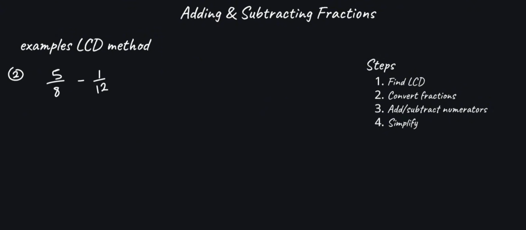5 over 8 minus 1 over 12. We do notice that 8 and 12 are not the same. So these two fractions have different denominators. Now we have to use the lowest common denominator method because the denominators are not the same. So what is the lowest common denominator between the two? What number can 8 go into without leaving a remainder and 12 go into without leaving a remainder?